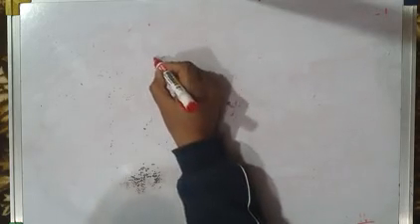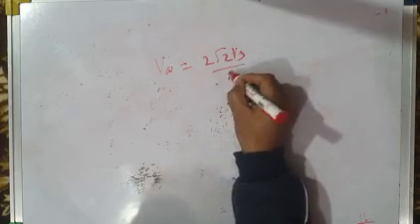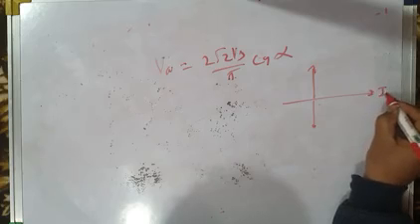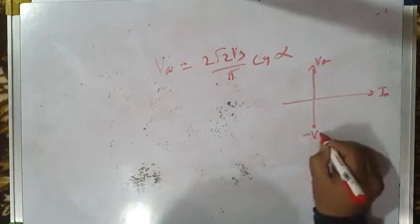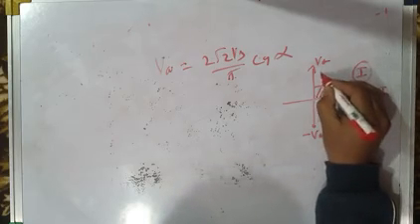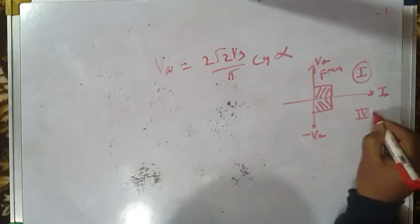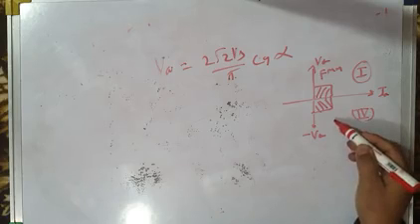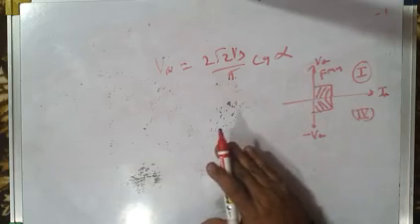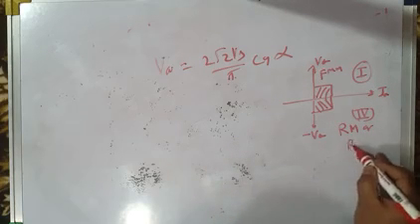Since the average output voltage, I will write it again, is equal to 2 root 2 Vs by pi cos alpha, our converter operates in the first quadrant and fourth quadrant of the I versus V characteristic. This is the first quadrant, forward motoring mode. This is the fourth quadrant. The fourth quadrant may be forward regeneration mode or reverse regeneration mode, depending upon what type of application is there. So we can say this is a regeneration mode or braking mode.